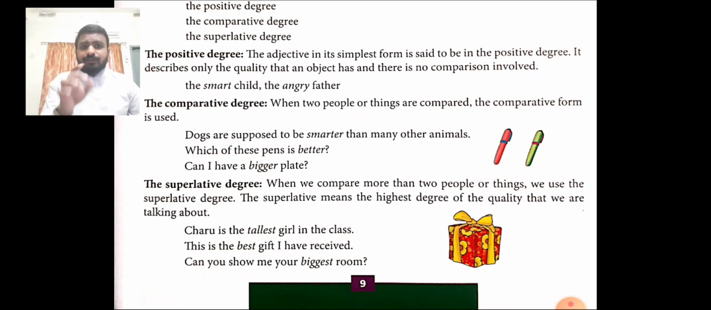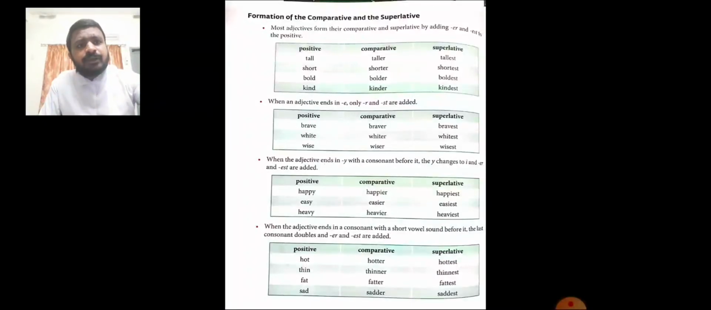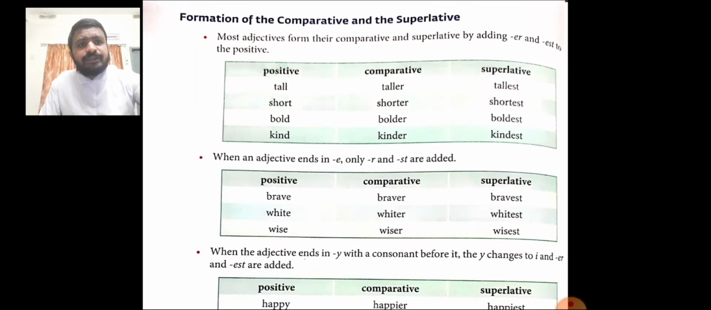The tallest girl, the best gift, or the strongest. Now we shall see how it has to be used. Now, formation of the comparative and superlative.